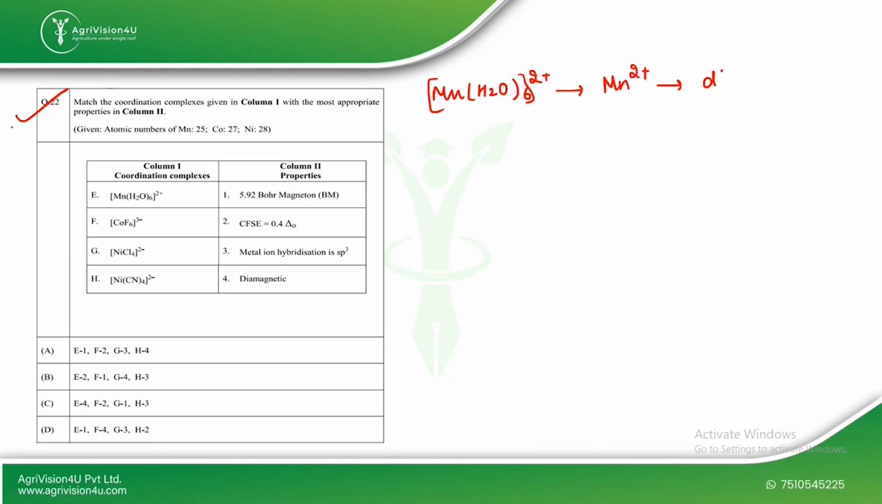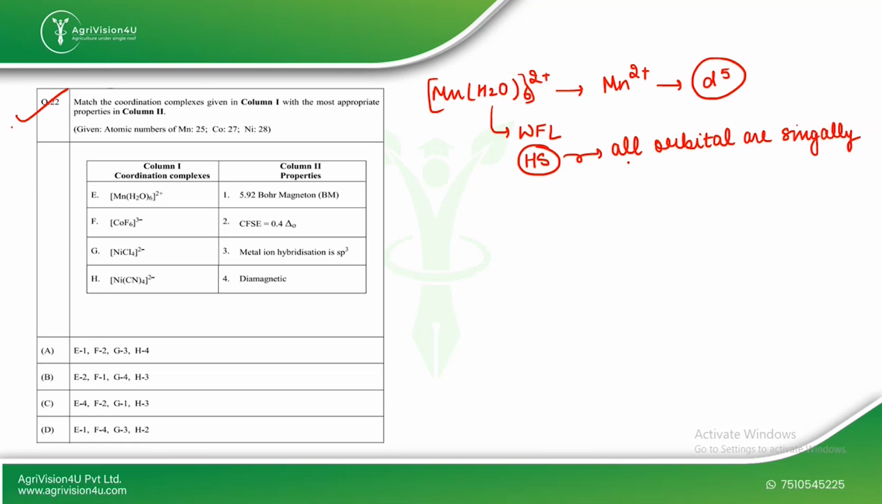2 plus charge means it is having d5 configuration. Water is a weak field ligand, so the water will be high spin. High spin means all orbitals are singly filled. If all are singly filled, what I can say is that n equals 5, that is, the number of unpaired electrons is 5.